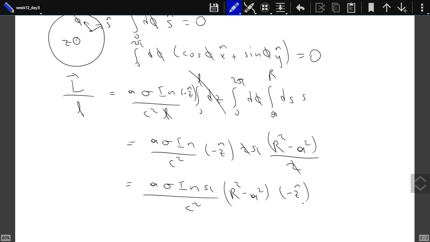Now this is kind of what we expected, in the sense that the linear momentum density is circulating around the z in the clockwise sense. So we expected to have an angular momentum in the minus z hat direction, and this is what we obtained, since r squared minus a squared is a positive number.